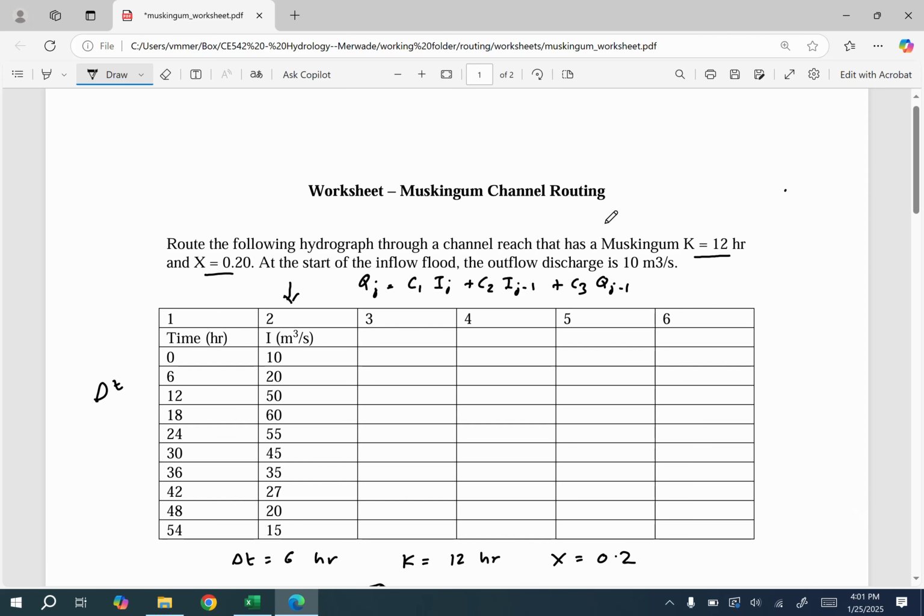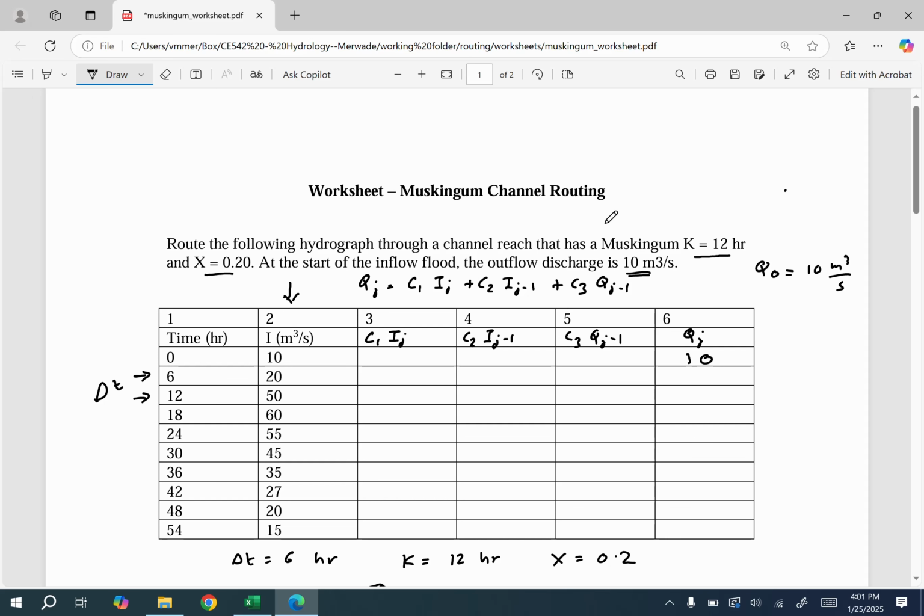And then the initial condition is also given to us. So Q0 is equal to 10 cubic meters per second, that is given to us. So let's say column 3 is C1 times Ij, column 4 is C2 times Ij minus 1, column 5 is C3 times Qj minus 1, and column 6 is our Qj. So Qj when j equals 0 is 10, that is given to us. Okay, now let's only do 2 rows and then I will show you how to do this in Excel.